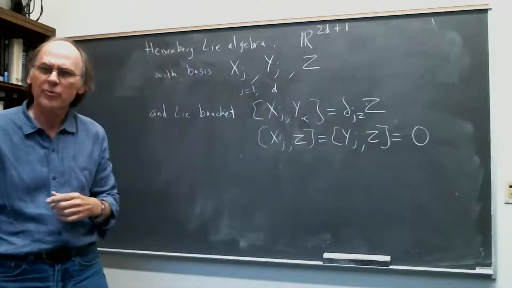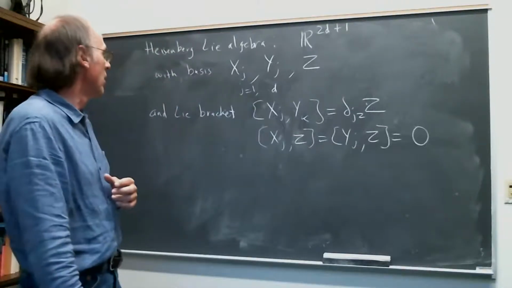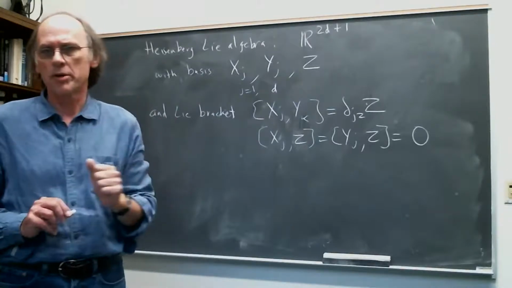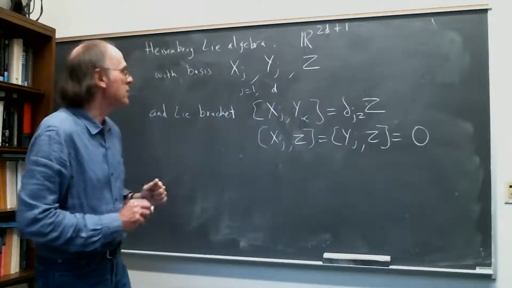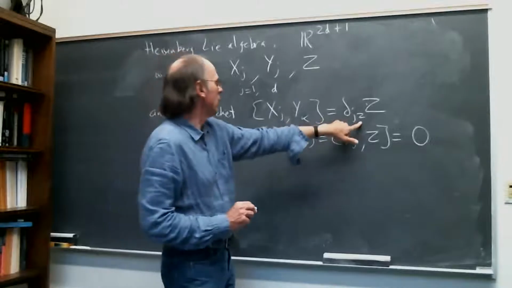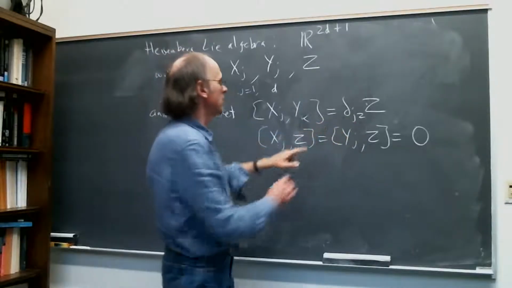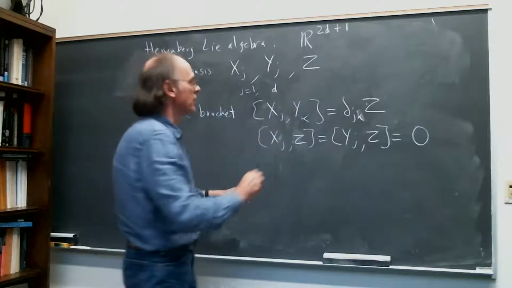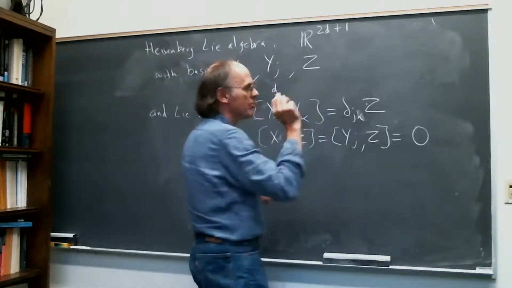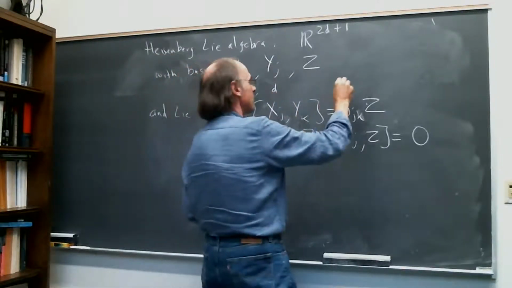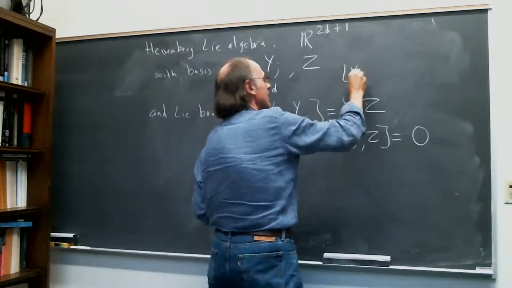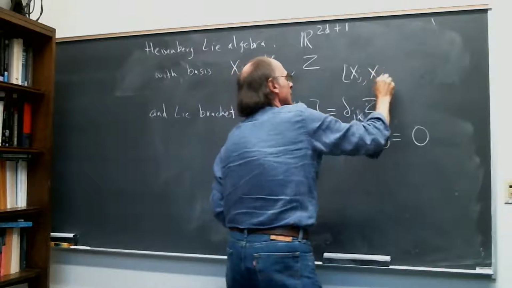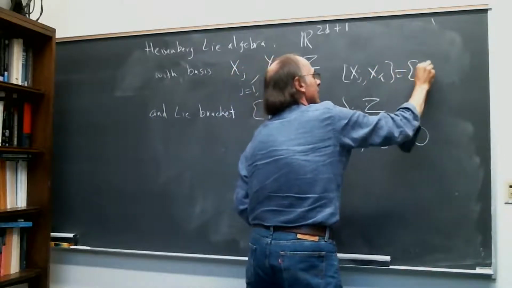What about the bracket for X_j and X_k, or Y_j and Y_k? Those are always zero. Sorry, you're right, I should have said that separately: the bracket of X_j and Y_k is equal to delta_jk times Z. Thanks.